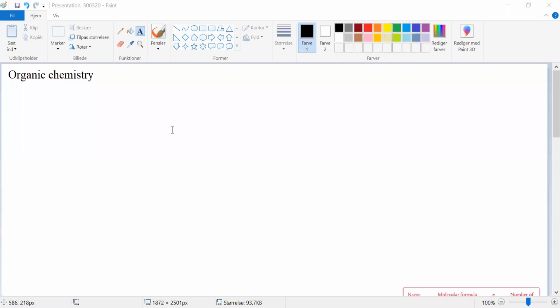There we go. So we're going to start a new topic today, which is called organic chemistry. And organic chemistry really just is about how carbon reacts and how carbon forms different molecules. The first thing that you need to realize is how many bonds carbon makes.